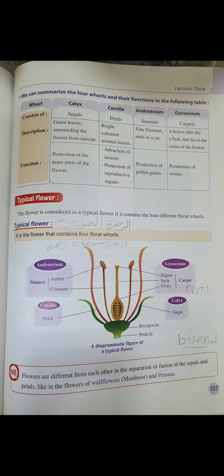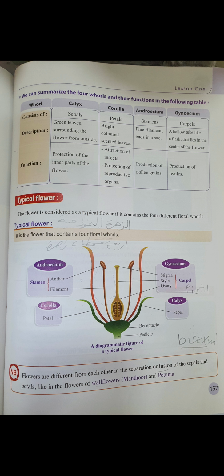Function of calyx: protection of the inner parts of the flower, especially before blooming. Corolla: attraction of insects and protection of the reproductive organs. Androecium: it is the male reproductive organ because it produces the pollen grains, the male gametes. Gynoecium function: it produces the female gametes, which are called ovules, inside the ovary.